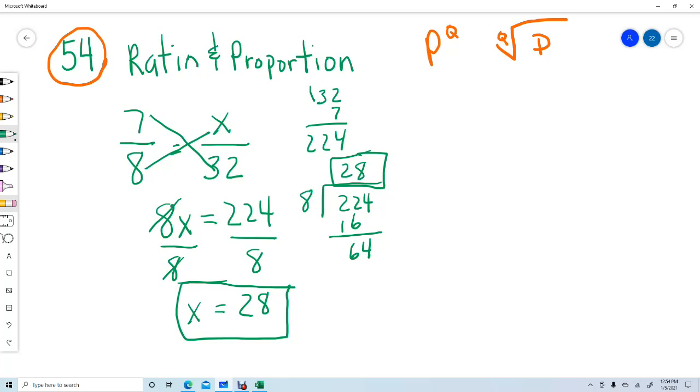So as long as you understand the concept of cross multiplying to solve for x, and then remember how to solve your standard algebra equation of 8x equals 24 or 5x equals 40, you'll be good. All right.